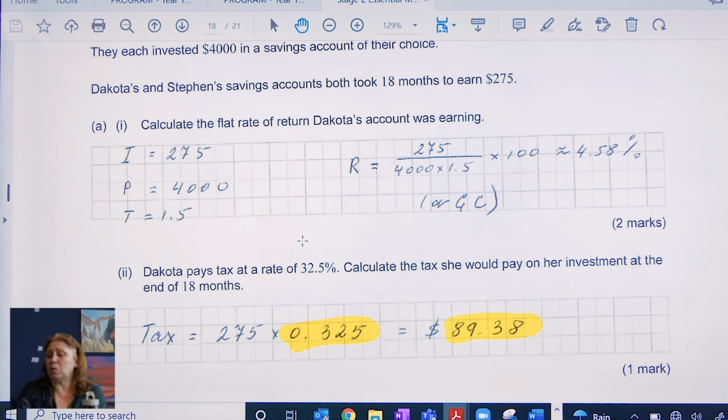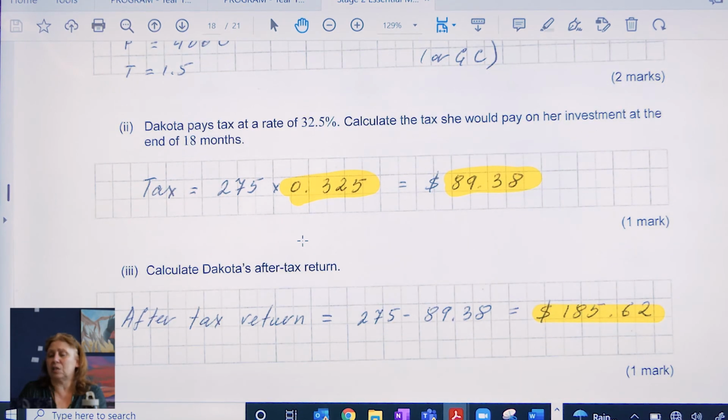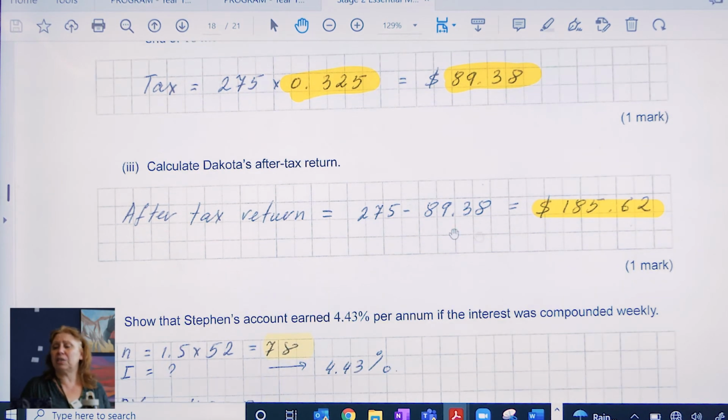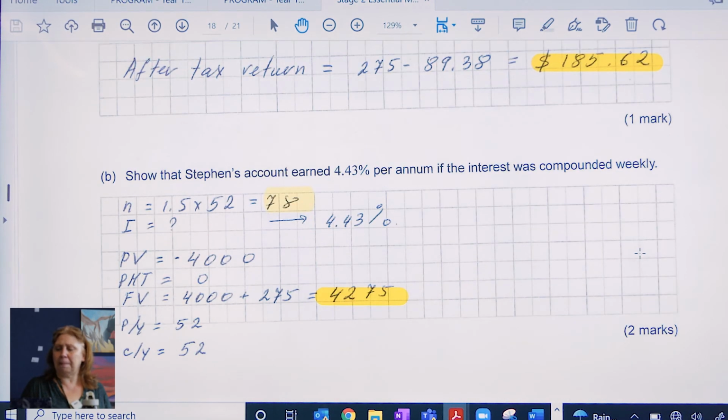Okay, and then about tax, beautiful questions. Students like those questions. So just multiplying. The only thing we are looking for here is the conversion from percentages to decimals, okay, and then they get the answer. And then the after-tax return, just taking them away, 1 mark. It's more than enough, and students did well there, okay.